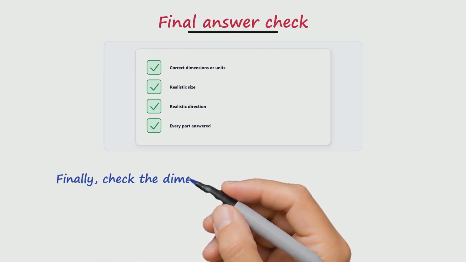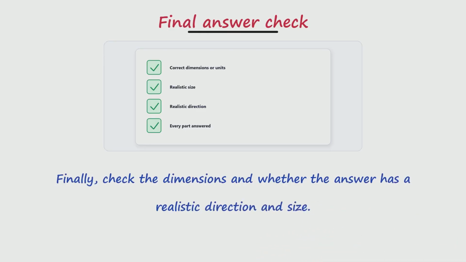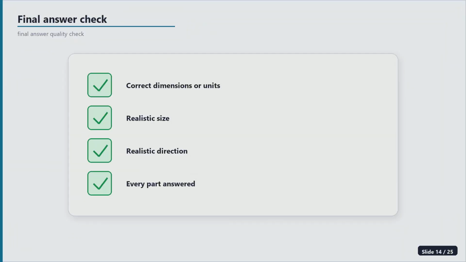Finally, check the dimensions and whether the answer has a realistic direction and size. Treat each checklist item as a gate. Skipping labels or units is how marks disappear even when the idea was right.